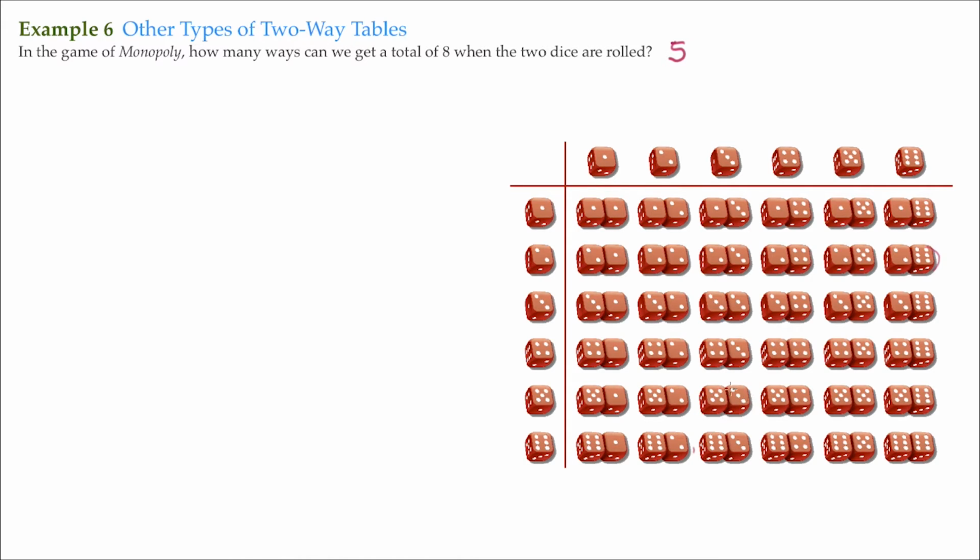Same way with here. We have a 5 and a 3. That's different than a 3 and a 5. The only time you can't distinguish between the two dice is when we have doubles.